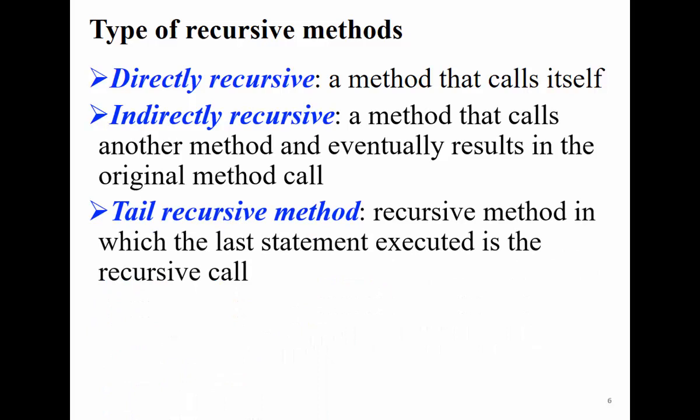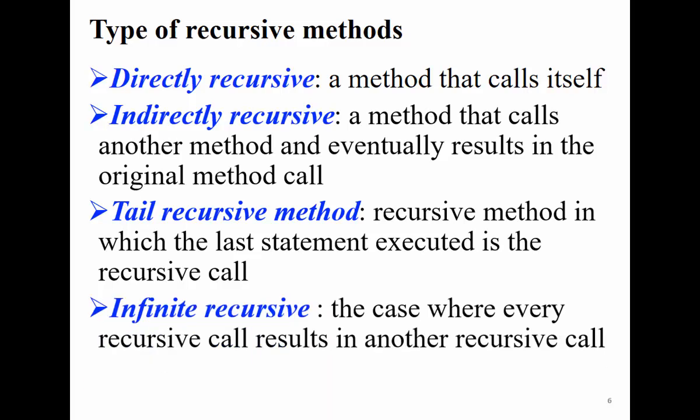Tail recursion is a recursive algorithm that ends with a recursive call. And we have infinite recursion, and in this case, for any recursive call, you're going to start another recursive call. These are the four most famous types of recursion that we're going to see today.